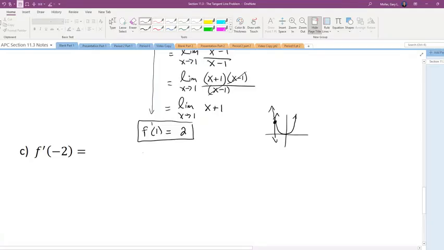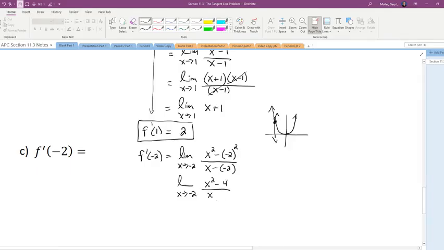So let's find out. The derivative at negative 2 is equal to the limit as x approaches negative 2 of the function minus the evaluated value at negative 2 here over x minus negative 2. The limit as x approaches negative 2, x squared minus 4 over x plus 2. We have the difference of two squares again.